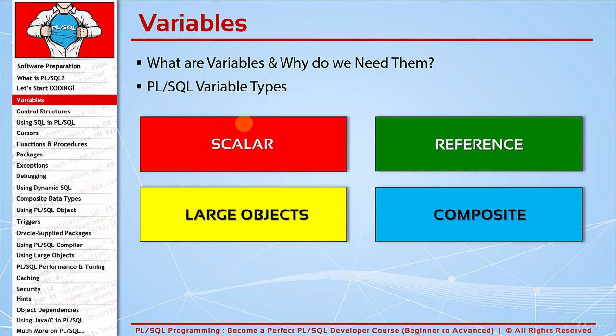Reference data types hold values which point to a storage location. They can be simply called pointers. Large objects or LOBs are also pointers to other data items that are stored outside of the table, such as images, files, etc. Composite data types are generally called collections or records.